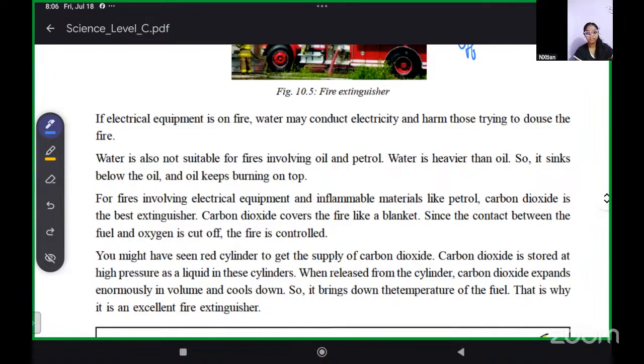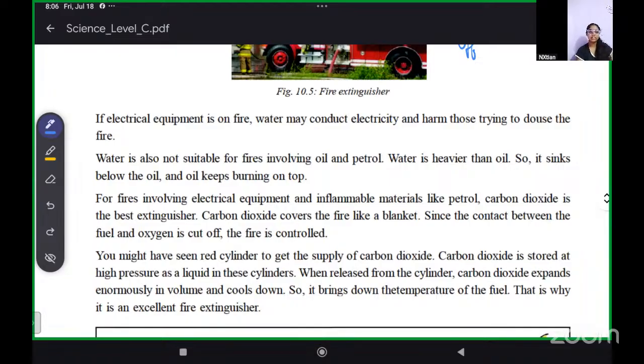Ma'am, when the water floats on top of oil, the oil burns on fire and the water carries the fire. So the reason they still don't use water is that the fire will spread out more because of the density. Yes, absolutely. That is true.